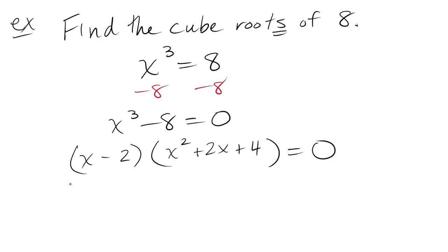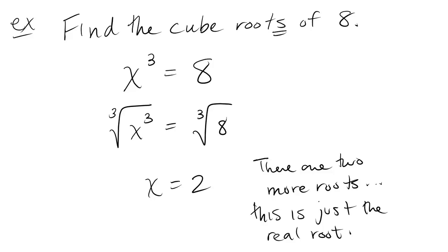Now we can use the zero factor theorem. So either x minus 2 is equal to 0, or x squared plus 2x plus 4 is equal to 0. And the first equation is easy to solve. That's x equals 2, which is the cube root that we already knew. That's the one that we were able to get by using extraction of roots.